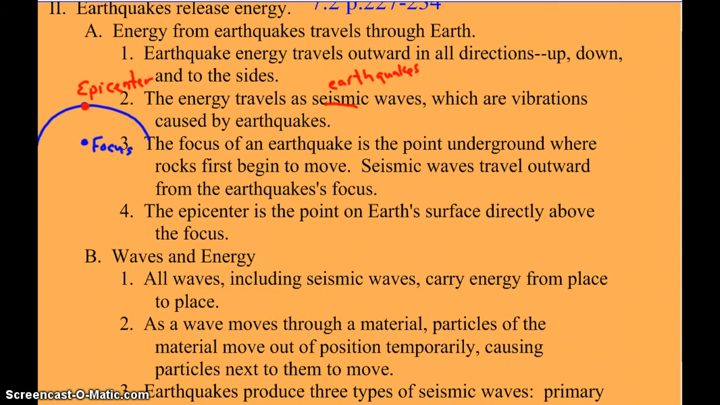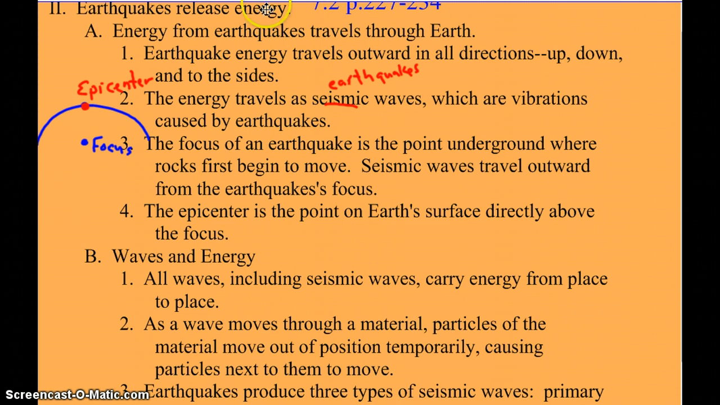Section 2 in Chapter 7 talks about earthquakes releasing energy. We talked yesterday and the day before about earthquakes themselves being just releases of energy that's built up when rocks and those plates get stuck. They're trying to move and they're trying to move, but they can't. They get stuck, and then eventually they break free, and that breaking free releases all that energy.